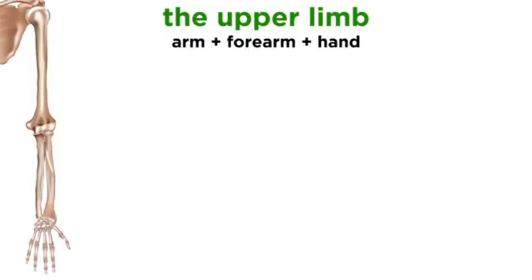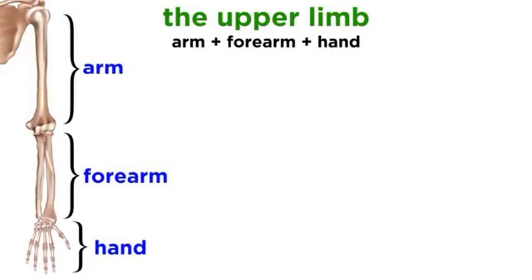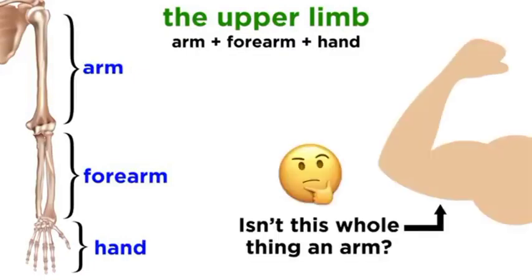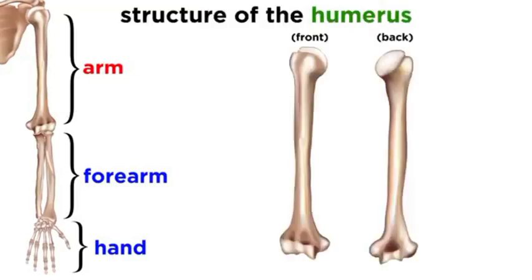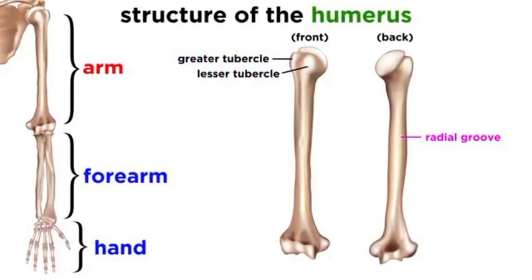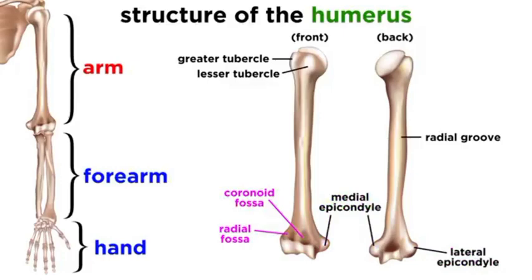From here we move on to the upper limb. This consists of the arm, forearm, and hand. Though colloquially we think of this whole thing as an arm, when speaking in terms of anatomy, it is just this upper portion that we call the arm. So let's start there. In the arm we find the humerus, a typical long bone with its greater and lesser tubercle, radial groove, medial and lateral epicondyle, radial and coronoid fossa, trochlea, and capitulum.